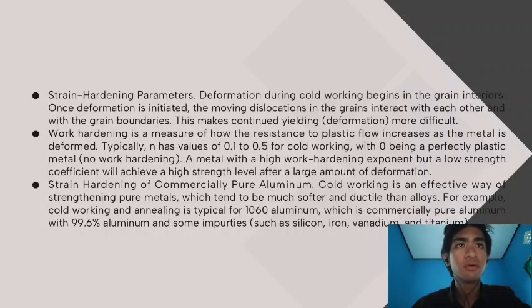The strain hardening of commercially pure aluminum. Cold working is an effective way of strengthening pure metals, which tend to be much softer and more ductile than alloys. For example, cold working and annealing is typical for 1060 aluminum, which is commercially pure aluminum with 99.6% aluminum and some impurities. Products from 1060 aluminum include sheet and plate.